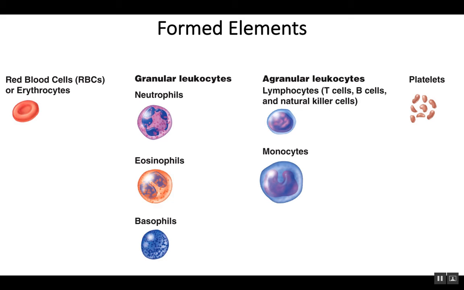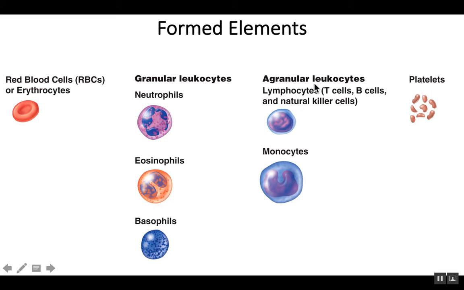But one way you can tell that there's a difference is that some have these little vesicles inside of them that you can see, and some do not. Let's look at the granular leukocytes. They include neutrophils, eosinophils, and basophils. We're going to be looking closely at each one of these in a moment.